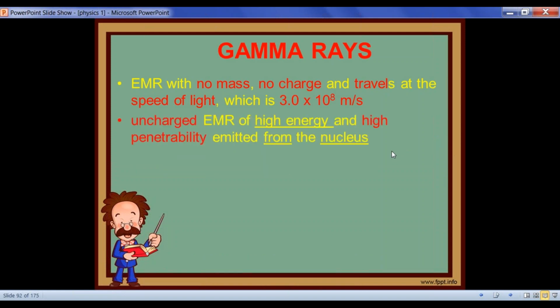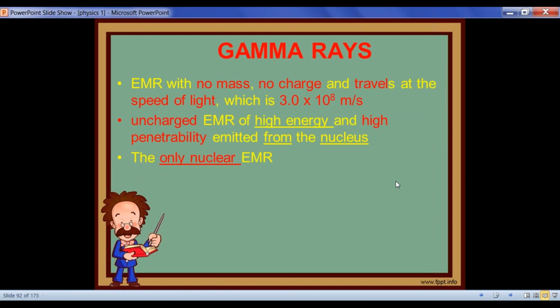These are uncharged electromagnetic radiation of high energy and high penetrability emitted from the nucleus. So, uncharged siya, tapos may pinaprocess po siyang high energy. So, if it is having high energy, therefore it can penetrate also higher. So, it has increased penetrability. So, it comes from the nucleus. So, alpha, beta, and gamma comes from the nucleus.